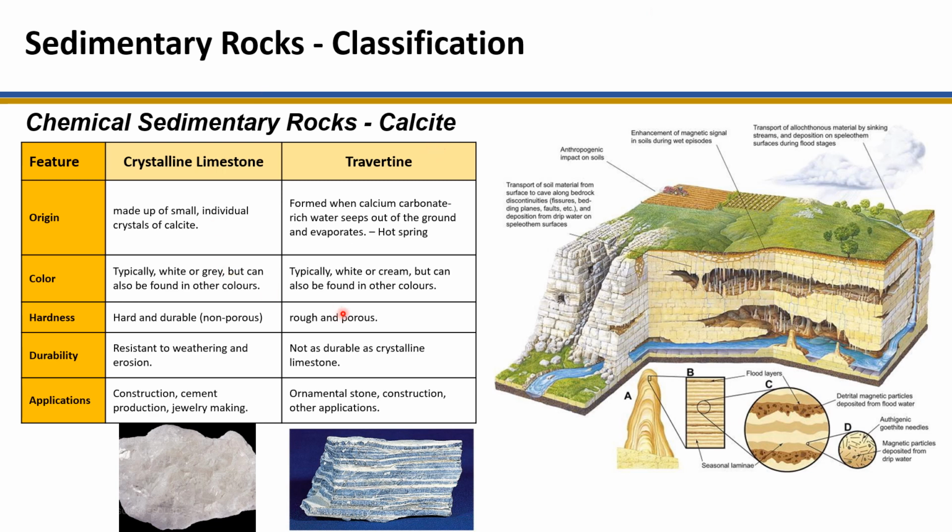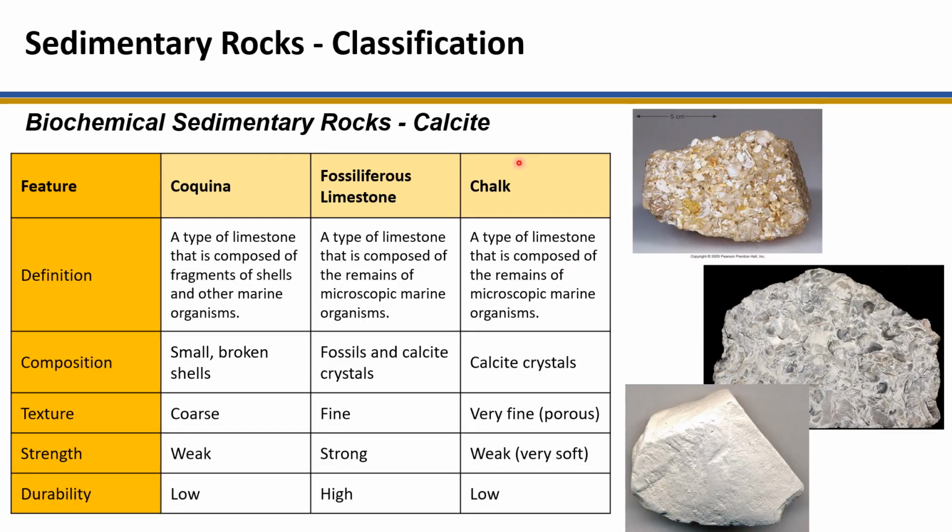Travertine is a type of limestone that is formed by the precipitation of calcium carbonate from hot springs or other bodies of water. So it typically has a rough, porous appearance and can be found in a variety of color, similar to crystalline limestone based on the chemical composition. It also can be found in some cave and in some type of soil. So just now we have looked at the chemical calcite sedimentary rocks.